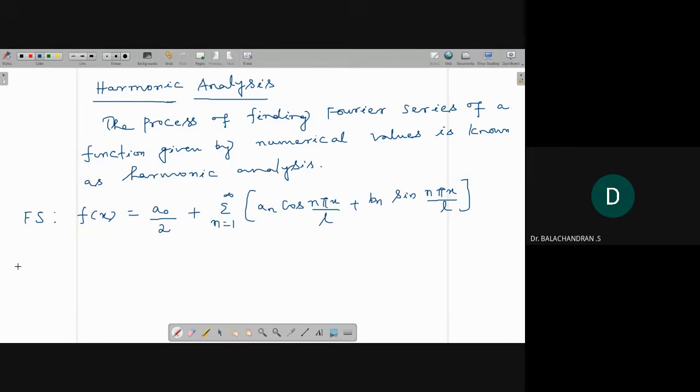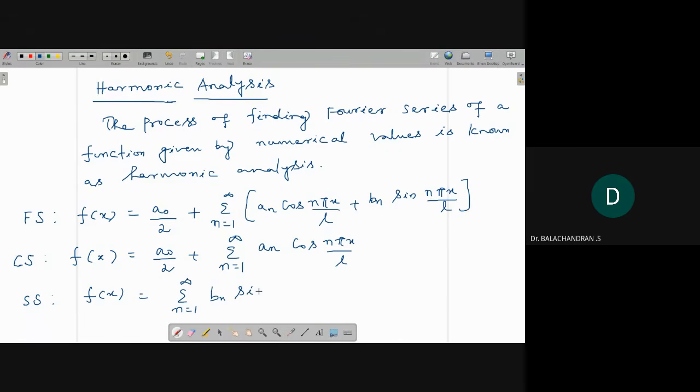This is for Fourier series. Then the half range cosine series, CS in short form: f of x is equal to a naught by 2 plus summation n equal to 1 to infinity, a n into cos n pi x by L. And SS, the half range sine series: f of x is equal to summation n equal to 1 to infinity, b n into sine n pi x by L.